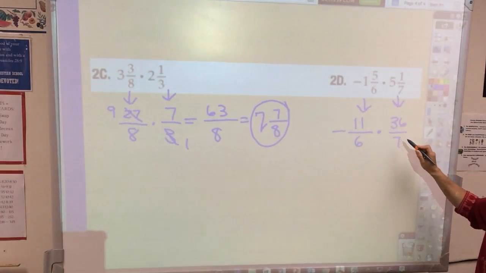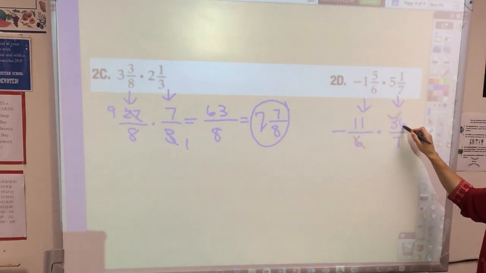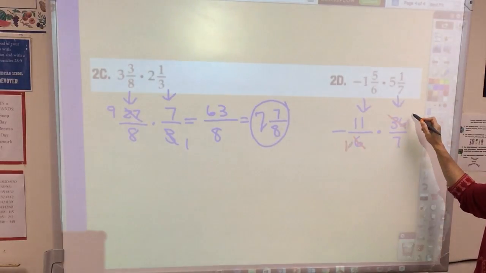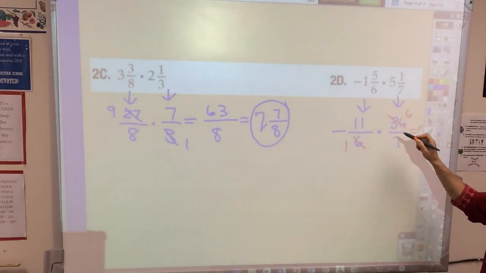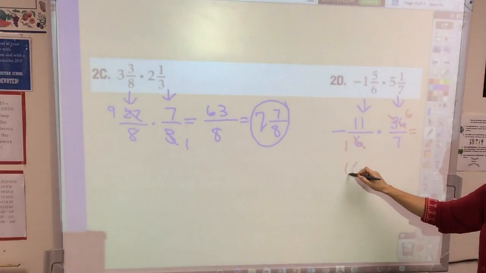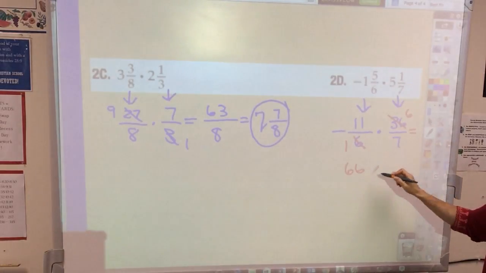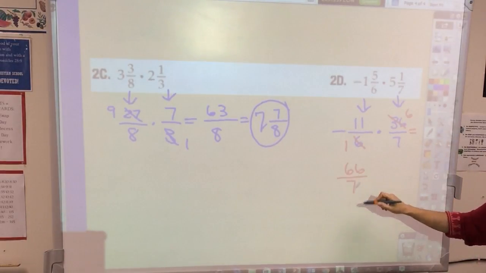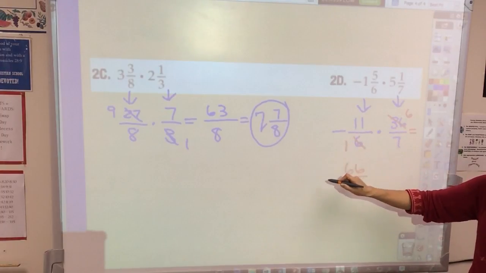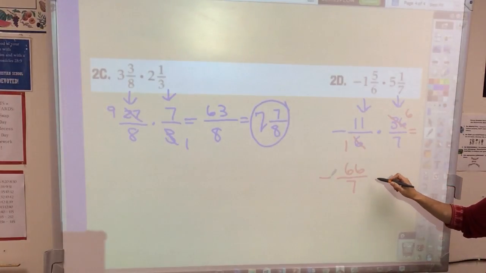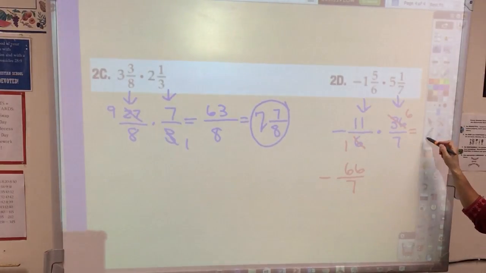I cannot here, but I can divide these by 6. That becomes a 1, and that becomes a 6. Now 11 times 6 is 66. 1 times 7 is 7. And I had a positive times a negative, so I know my final answer is going to be negative. I have an improper fraction here, so I'm going to divide it.